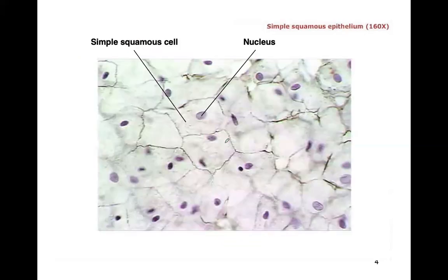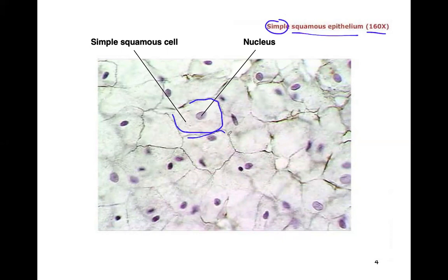When we look here, and you can see on the upper right, simple squamous epithelium at 160 times the resolution. So these are flat, irregular cells. They're closely packed together, and they have a central nuclei. So simple squamous epithelium. To contrast, if we saw another round cell, but the nucleus was in the periphery, that would be an adipose cell.